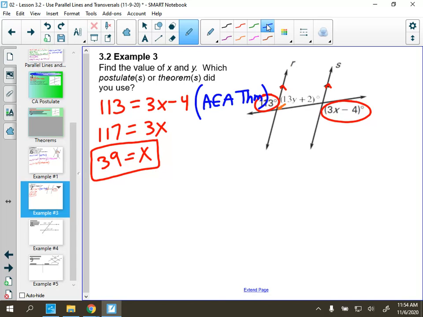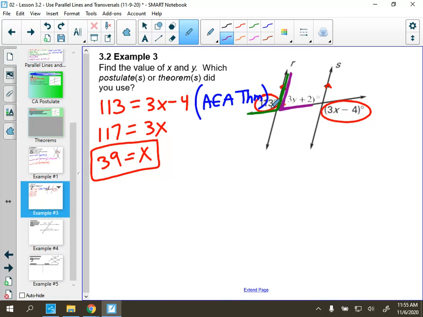Let's do y. What's the relationship? And again, I have some options here. I look at this, and I kind of wrote over the top, but this angle right here, that's 113, and this angle right here, those are not congruent. So don't go falling in love with equals, equals, equals. I can't set everything equal all the time.